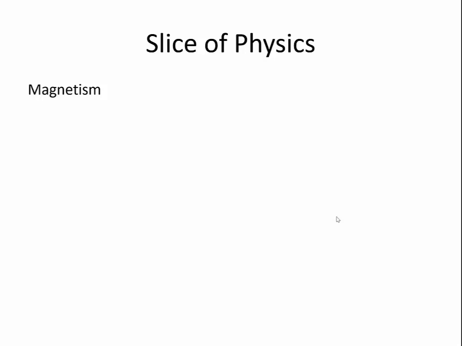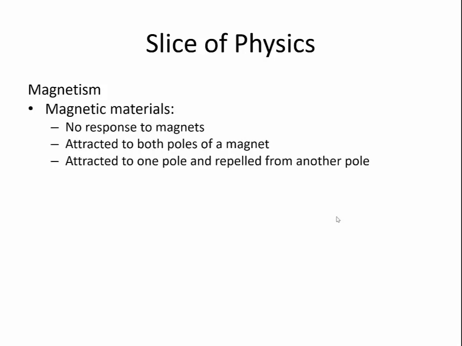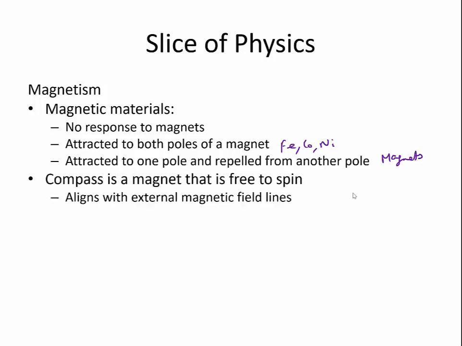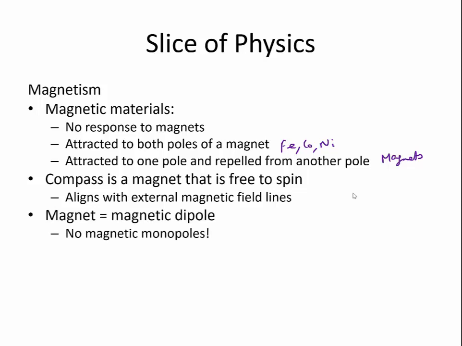So let's quickly review. We saw that there are three kinds of materials. There are materials that don't respond to magnets, which is most materials, every non-metal and most metals. Then we saw that there are certain types of materials that are attracted to both poles of a magnet. That included metals like iron, cobalt, and nickel. And then we saw that there are certain things that are attracted to one pole and repelled from another pole. These simply are magnets. A compass, we realized, is just a magnet that's free to spin and aligns with external magnetic field lines. We saw that magnets are nothing but magnetic dipoles. And remember that there are no magnetic monopoles in the universe. Even the elementary particles, protons and electrons, have both a North and a South Pole. So that's a difference between magnets and charges.